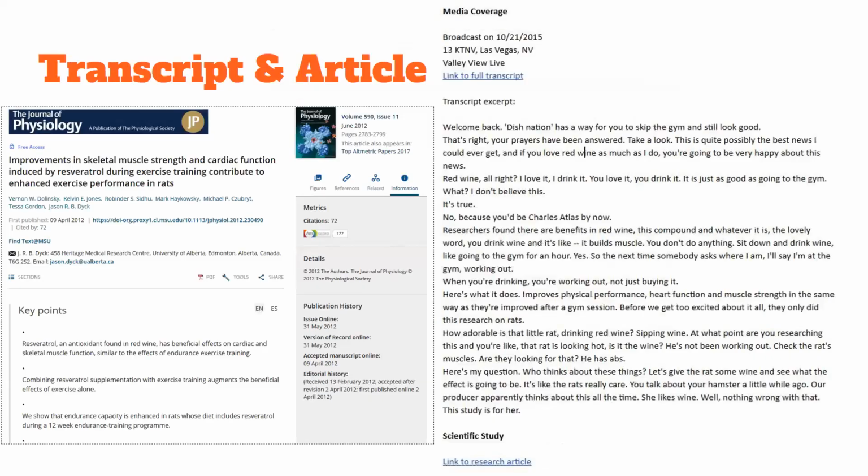And this is an example of the media transcript on the right-hand side and the scientific study related to it on the left-hand side. These are for the wine and exercise topic. So the transcript was found in LexisNexis, and it was from a morning talk show in Las Vegas. So we included an excerpt, and then we also linked to the full transcript for further context.